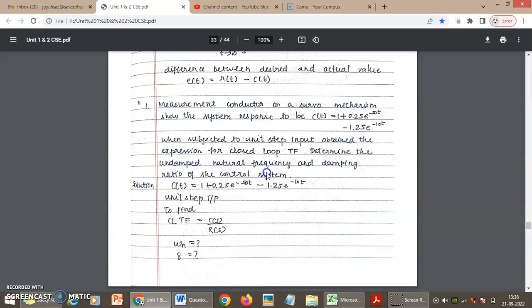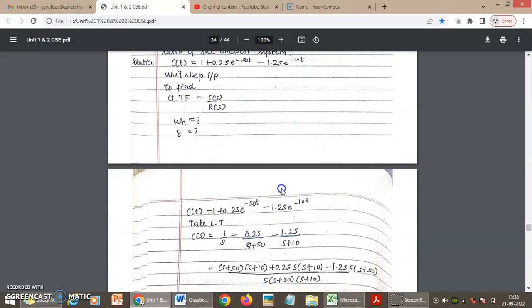Okay. Now, what is asked to find? They are asking you to find omega n and delta. Okay, omega n and delta are needed. What is given? Your C of t is given. What is the closed loop transfer function formula? It is C of s divided by R of s. We have C of t, so from C of t I can find C of s.